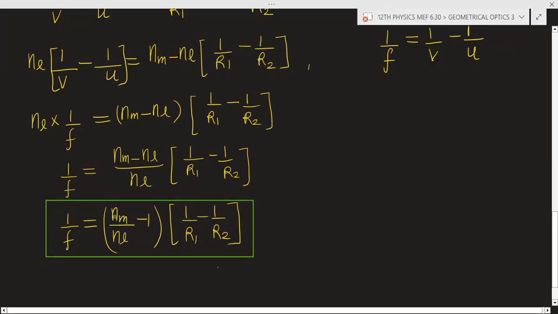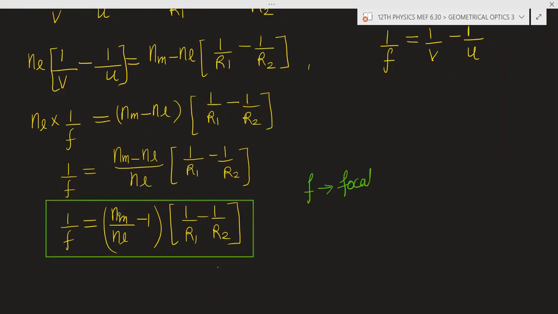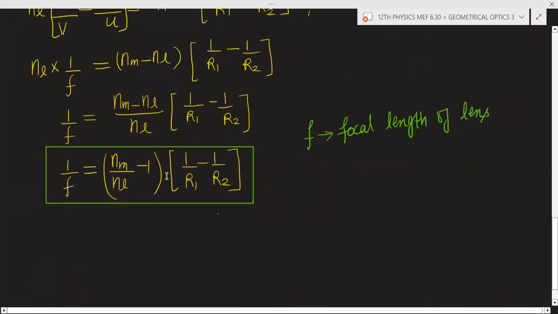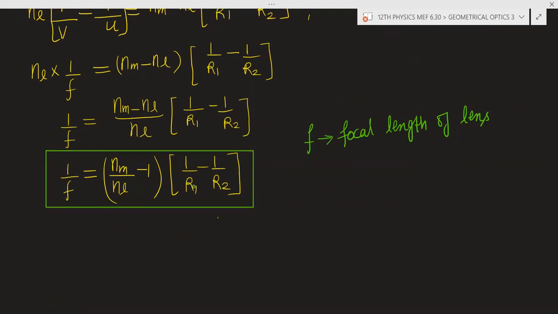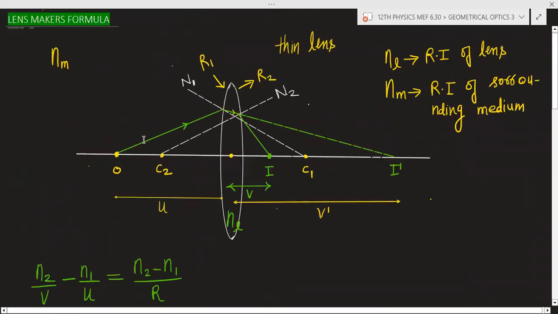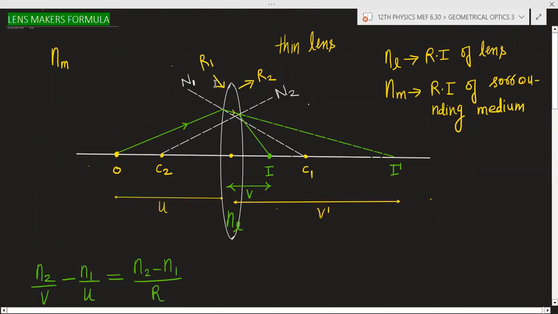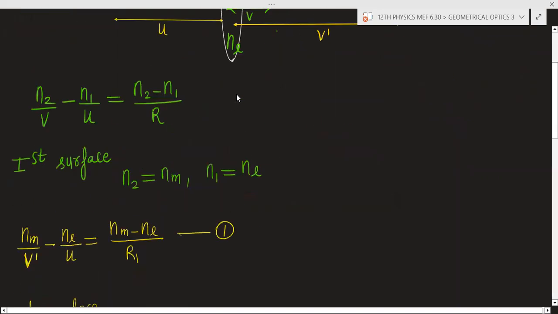So f is the focal length of the lens. Nm, already written, what is Nm? Refractive index of surrounding medium. NL is the refractive index of the lens. R1 is the radius of curvature for the first surface. And what is the first surface? How will we decide the first surface? The surface on which the light will be incident first will be the first surface. R1 is the radius of curvature of the first surface. R2 is the radius of curvature of the second surface.